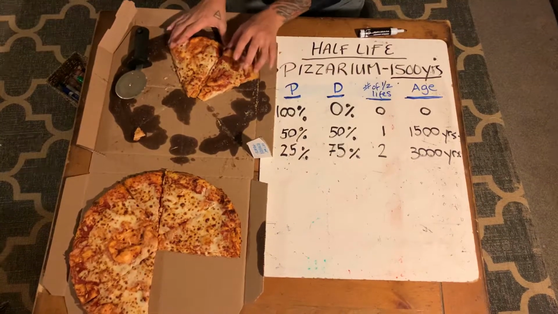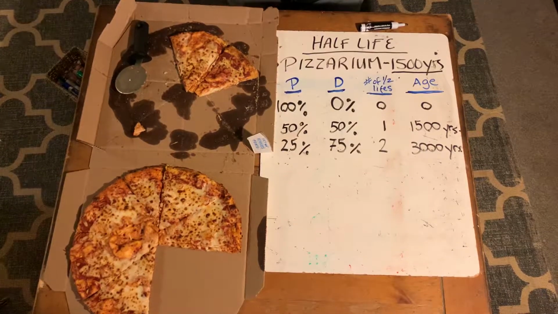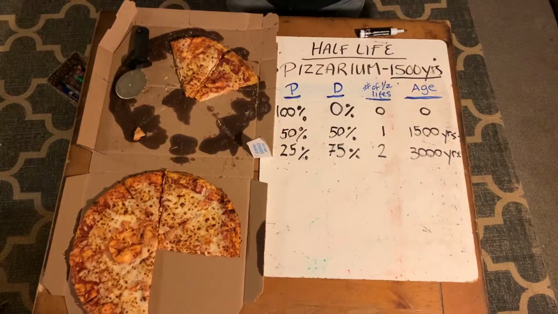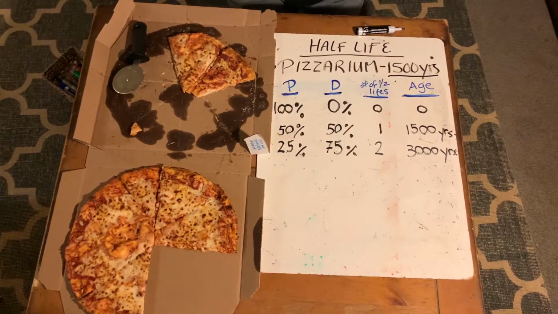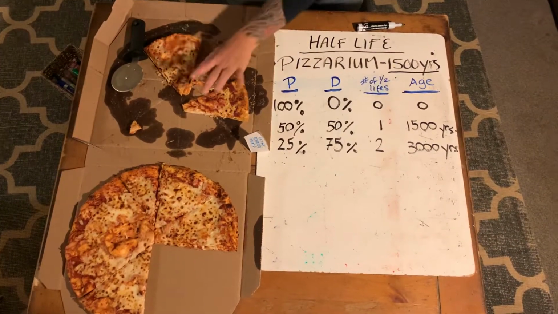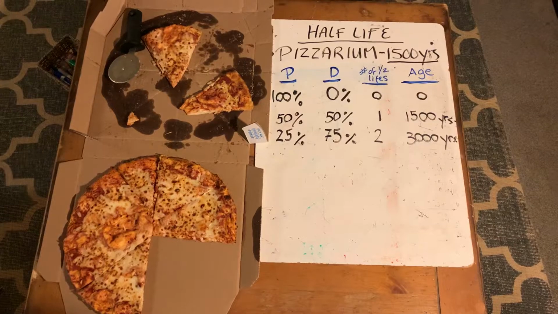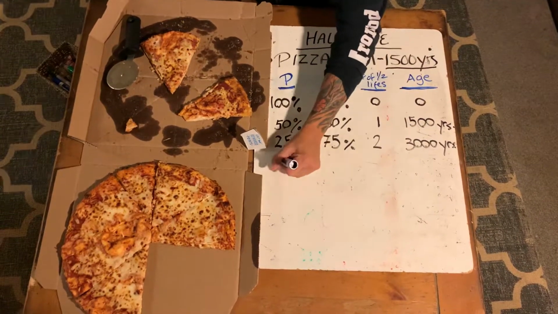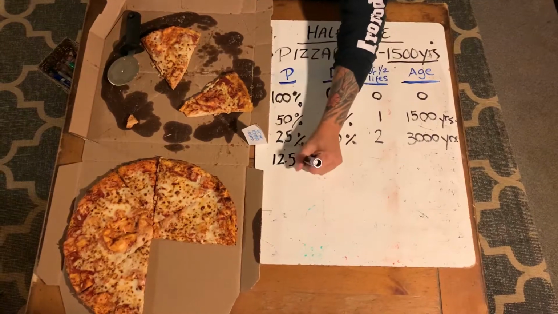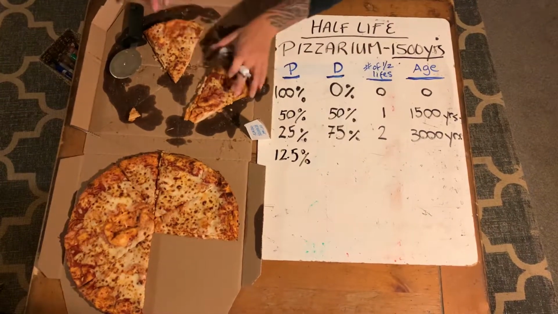Okay? So now this pizzarium was, not originally, but right before I just did that, 25 to 75%, right? We just cut it again in half. Okay, what does that leave us? 1,500 years gone by. That leaves us with 12.5% pizzarium. Let me go put this over here. Bye-bye.